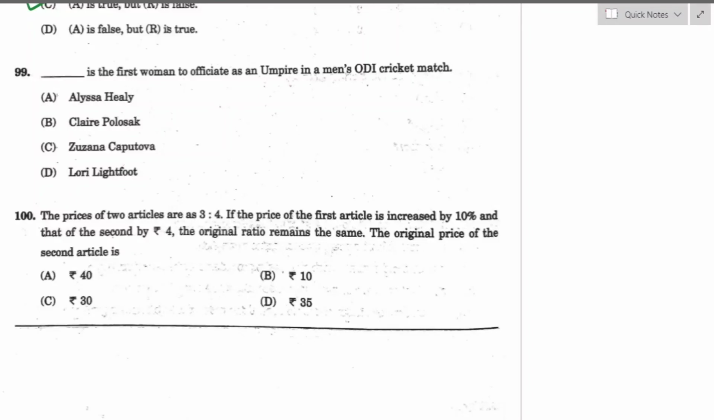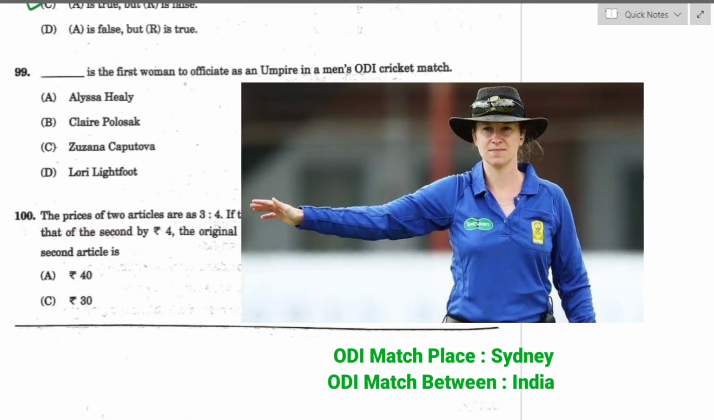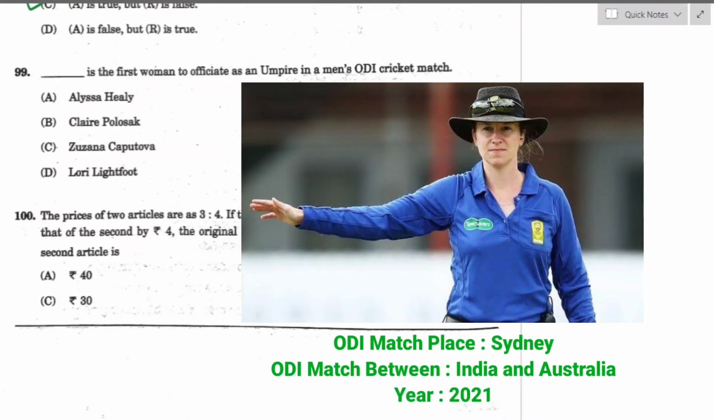Question number 99. Dash is the first woman to officiate as an umpire in a men's ODI cricket match. Claire Polosak was the first woman to officiate as an umpire in a men's ODI cricket match, which took place in Sydney between India and Australia.